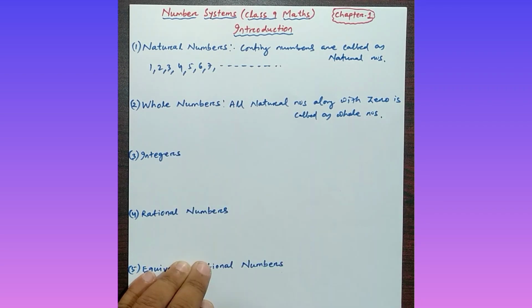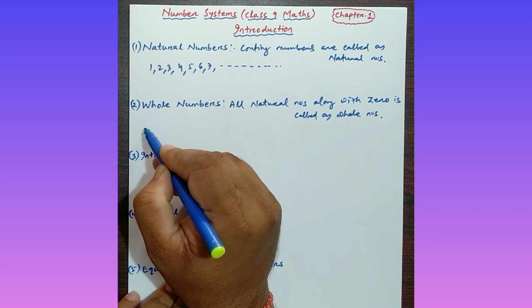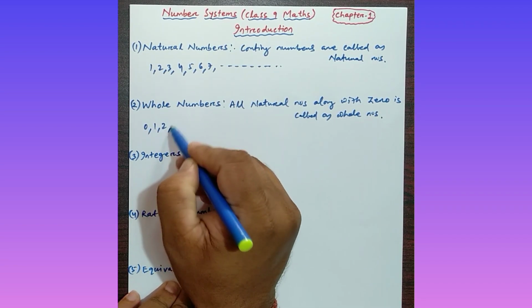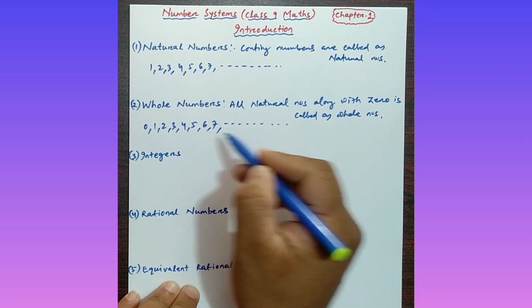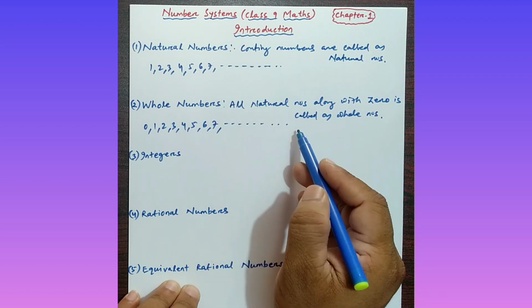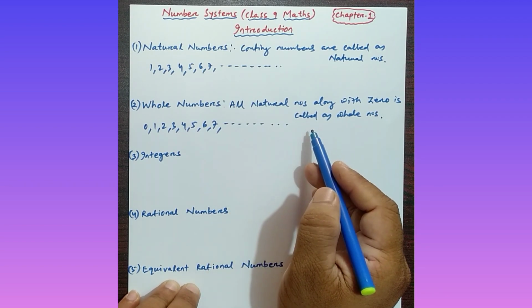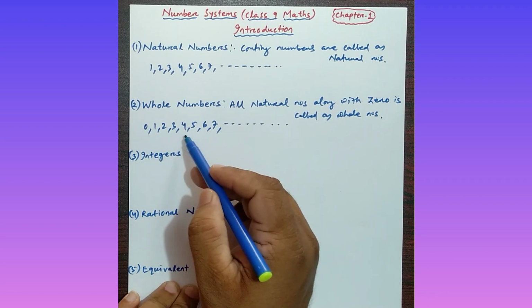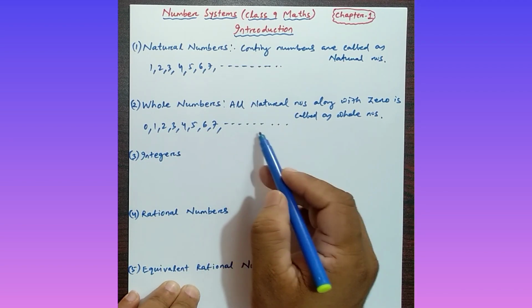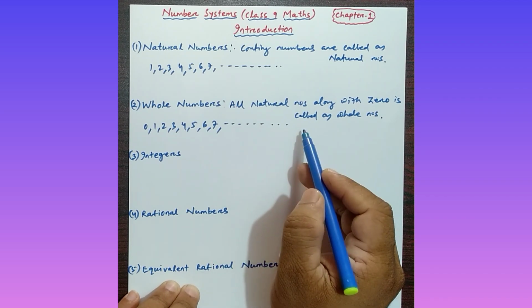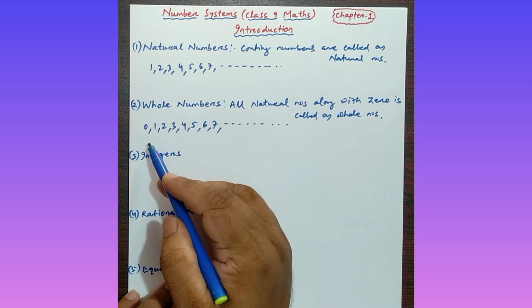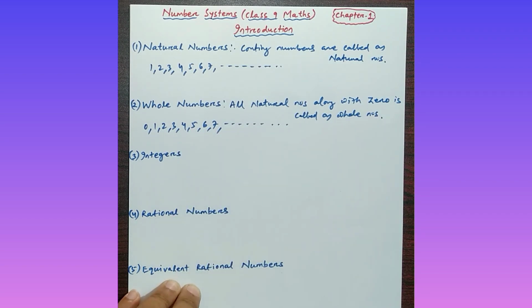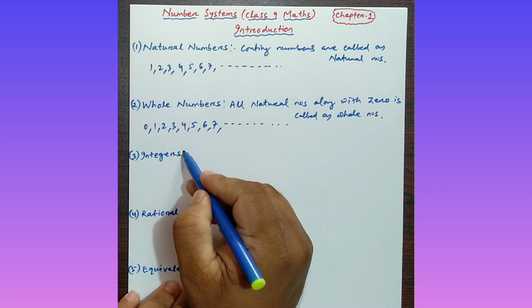That means it will start from 0. I'm writing the example: 0, 1, 2, 3, 4, 5, 6, 7, and so on, so on. Infinitely many whole numbers are there. The dots mean infinitely many whole numbers. So that is the meaning of whole numbers: all the natural numbers along with 0, starting with 0. This is called whole numbers. Now move on to integers.